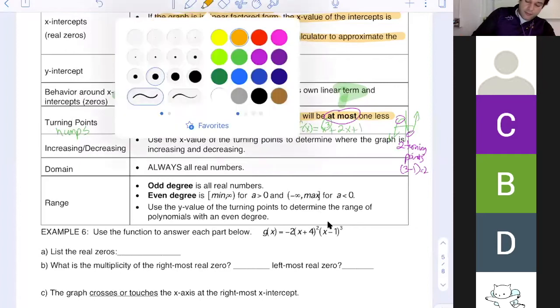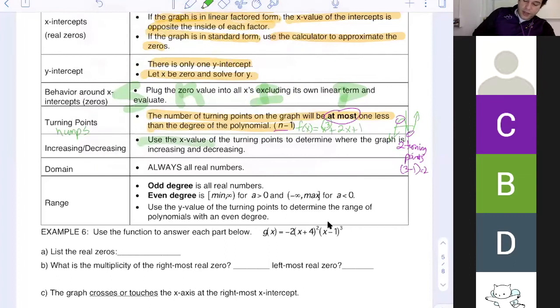Increasing and decreasing. Use the x value of the turning points to determine whether the graph is increasing or decreasing. That's going to involve using the calculator. So we're going to have to figure that out, because I know that not a lot of you guys are good with the calculator yet. It's just harder to do virtually.